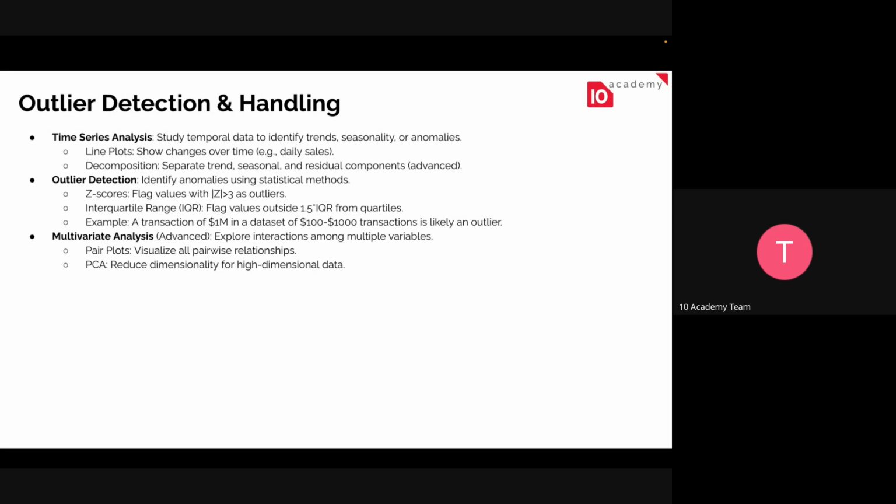Okay. And time series analysis is just the study of temporal data to identify its trends, seasonality, and anomalies. And we can use line plots and decomposition in order to do this.